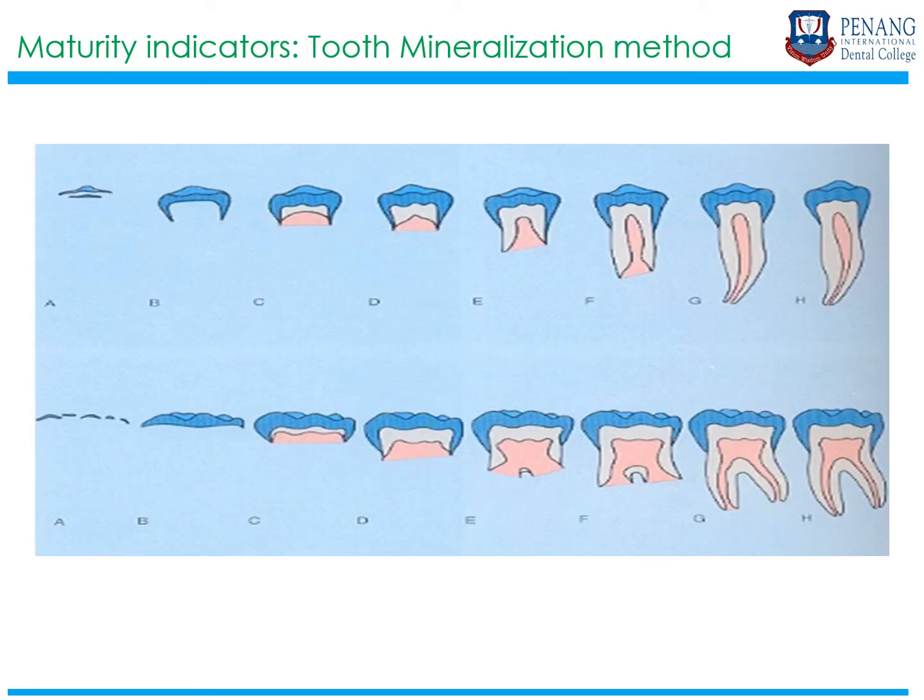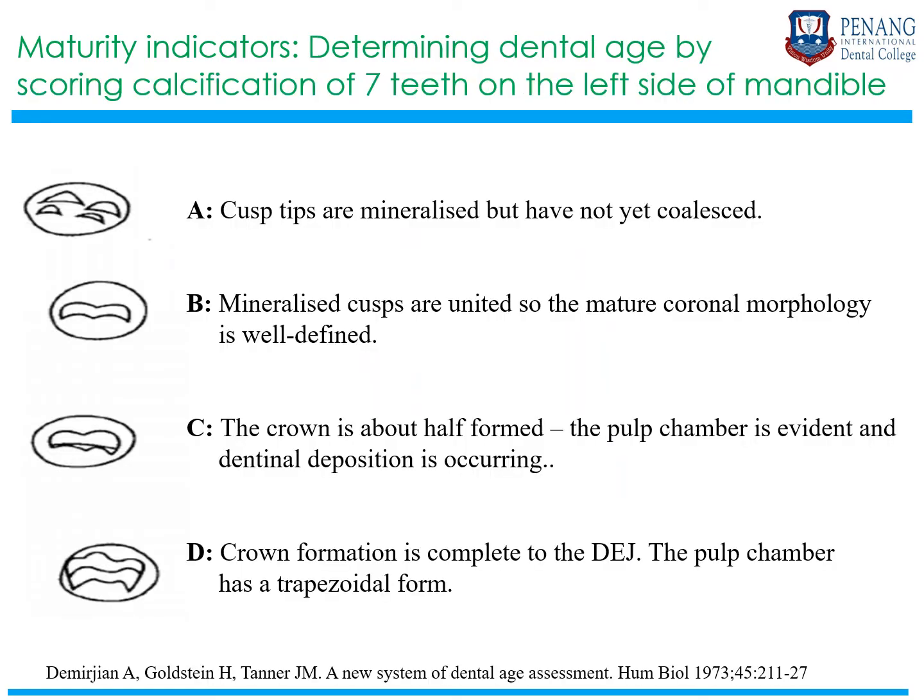Here is an interesting image which shows the tooth mineralization method. Here you can actually see how the shape of the tooth has started to develop from image A all the way to H. So as the tooth develops and mineralizes, you can also correlate the same with growth. This will be the last method we will be discussing. Here you can determine dental age by scoring calcification of 7 teeth on the left side of the mandible.